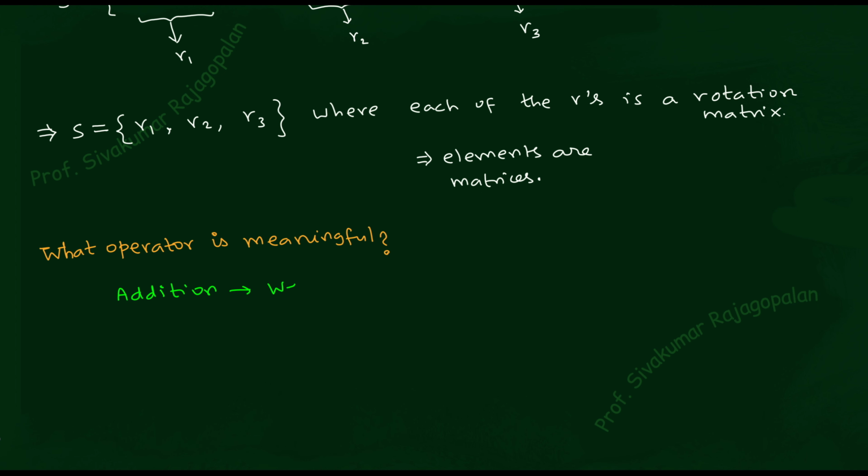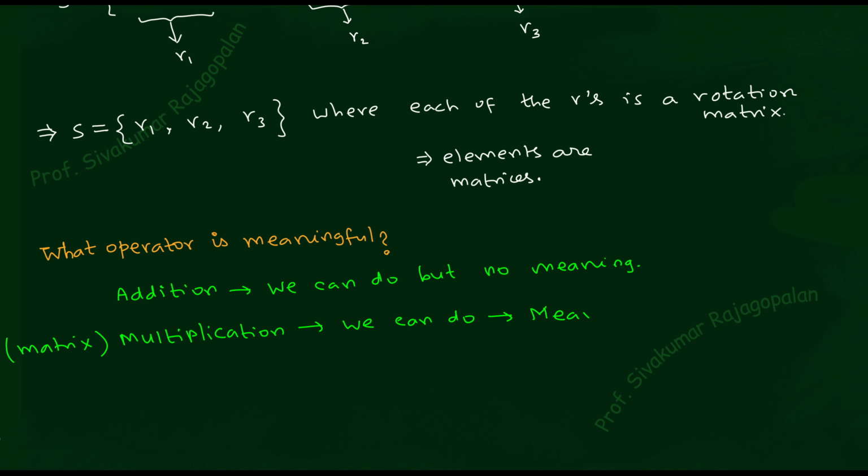So let us understand what it is. We can perform the addition, but it doesn't give any meaning. Okay, come to the multiplication. We have matrices R1, R2, R3. Whether it is addition or multiplication, matrices we can also multiply. But is it meaningful? The answer is yes. That is what I am going to write.